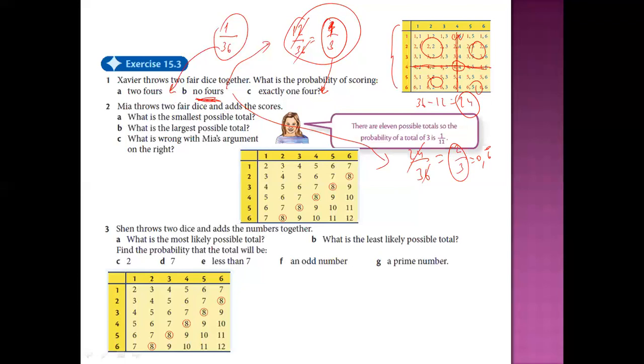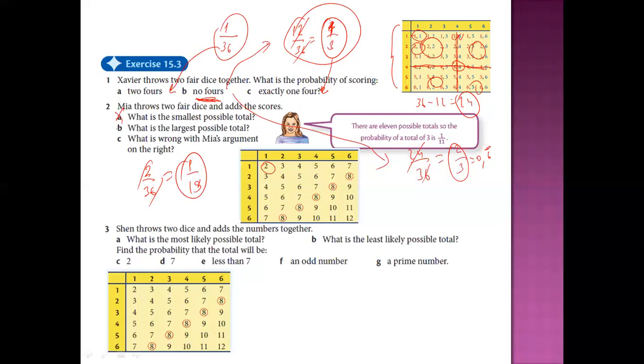For this question also, I have copied this table because we'll use it. What is the smallest possible total? We need the total number. Here you can see the total of 1 and 1 is 2, the total of 1 and 2 is 3. So the smallest possible total is 2. That is 2 over 36, which simplifies to 1 over 18.